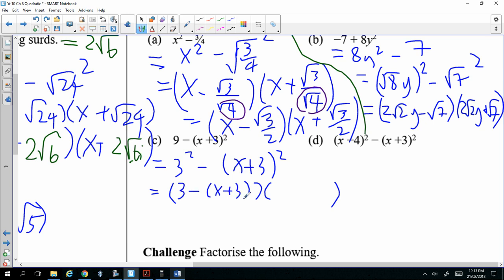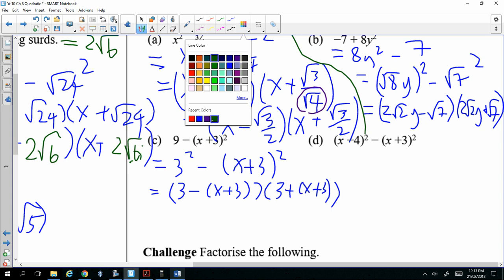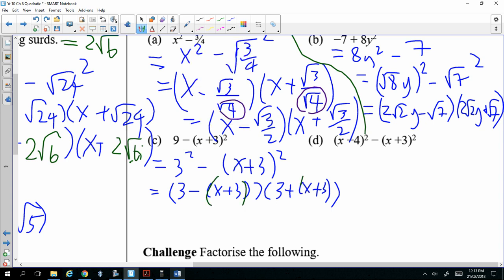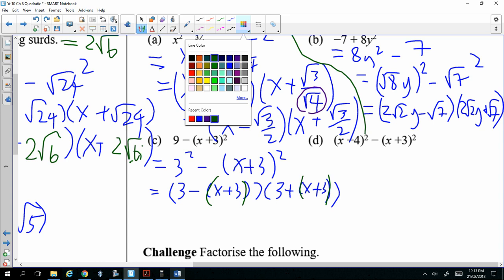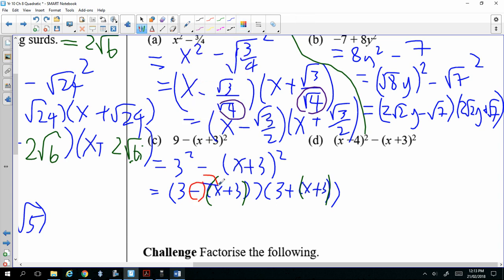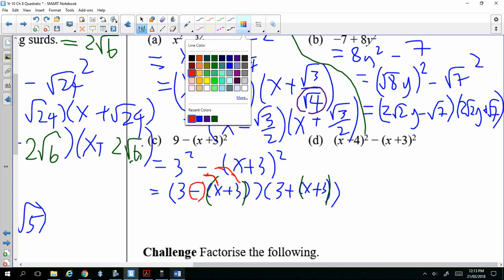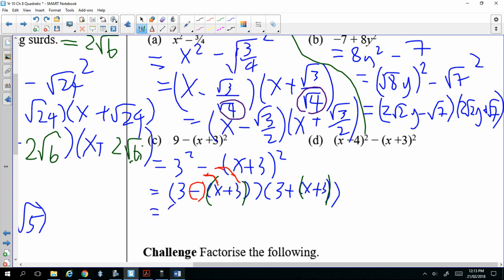Notice that I have a bracket when there are 2 terms. There's a bracket here. Make sure you put it there. The reason why is there's an extra negative which you have to expand. So that means your next line of answer will be 3 minus x minus 3. That's why there's a bracket. And the second one, no change. Just 3 plus x plus 3.